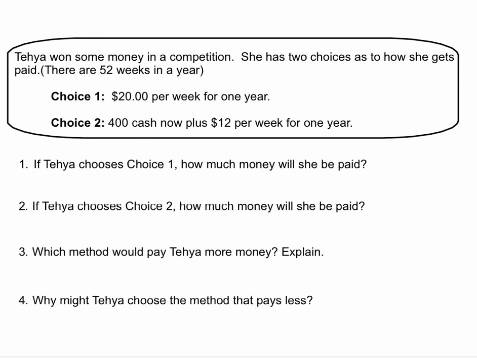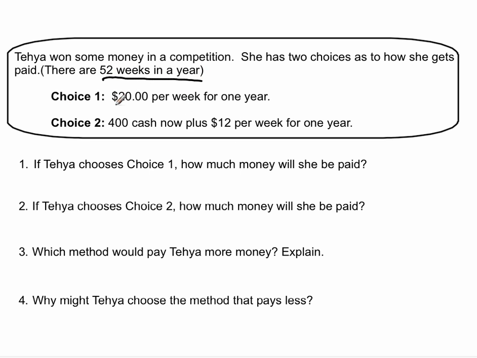Okay, so now that we have practiced turning words into sentences, into algebraic expressions, now I'm going to give you some problems. So we're going to write our first two algebraic expressions using patterns. Here's a situation: Taya won some money in a competition. She has two choices as to how she gets paid. Remember, there are 52 weeks in a year.